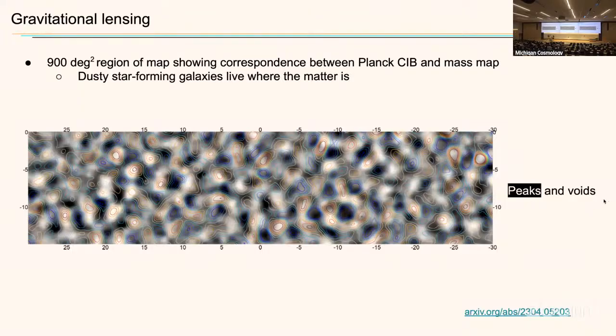So here, peaks and voids are shown in white and black, and the overlay from the Planck CIB map is shown in these colorful topo map type overlay.